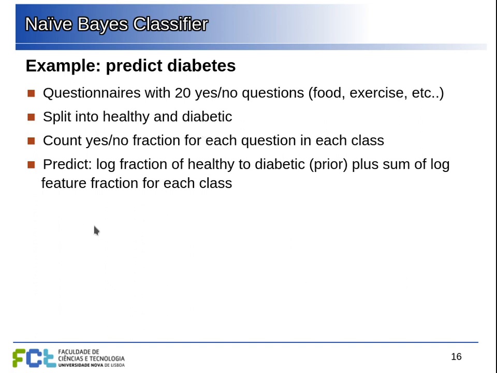And now we use the prior probability of belonging to this class. The logarithm of that is simply the logarithm of the fraction of healthy individuals in the population or diabetic individuals in this group. And we add the logarithms of all of these different probabilities that we computed here for the different classes.